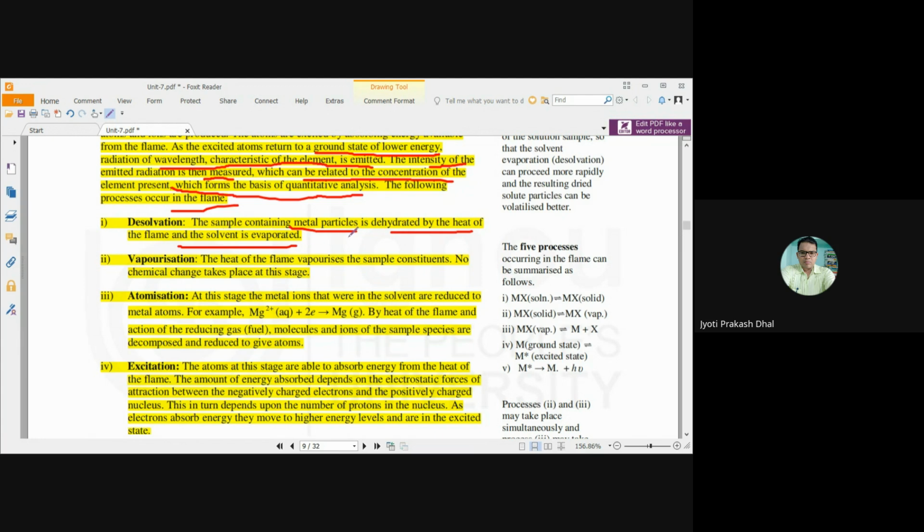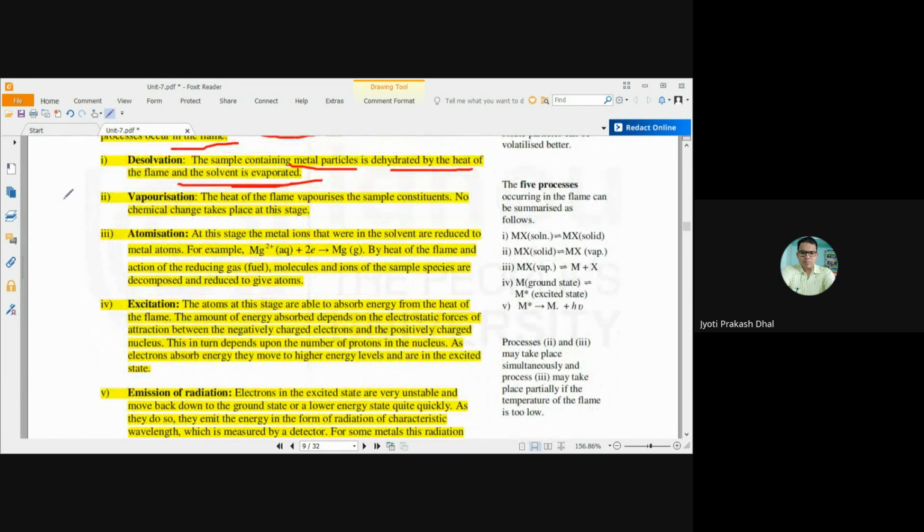The sample containing metal particles is dehydrated by the heat of the flame, and the solvent is evaporated. Now coming to the second step, the heat of the flame vaporizes the sample constituents. No chemical change takes place up to this stage.